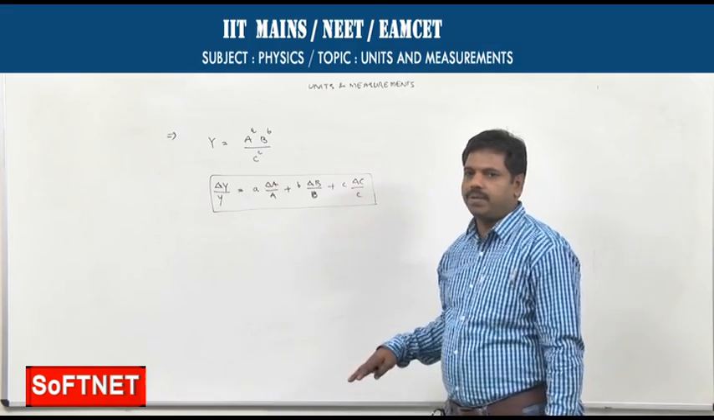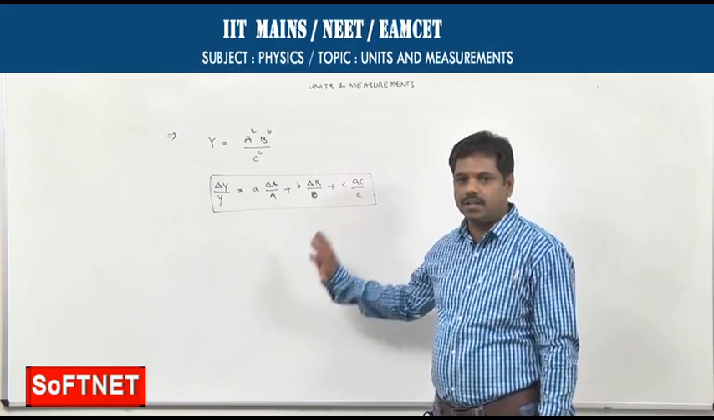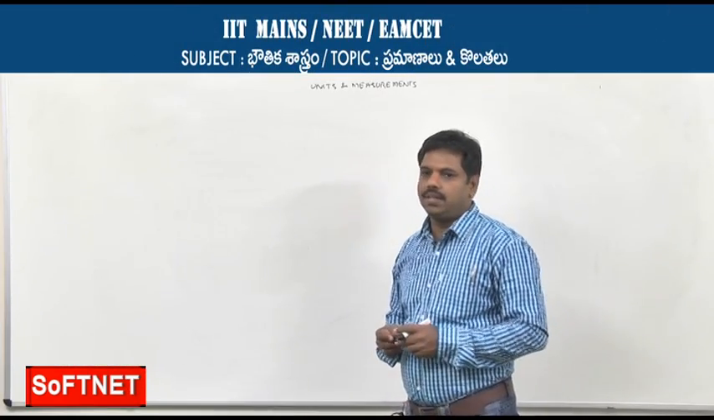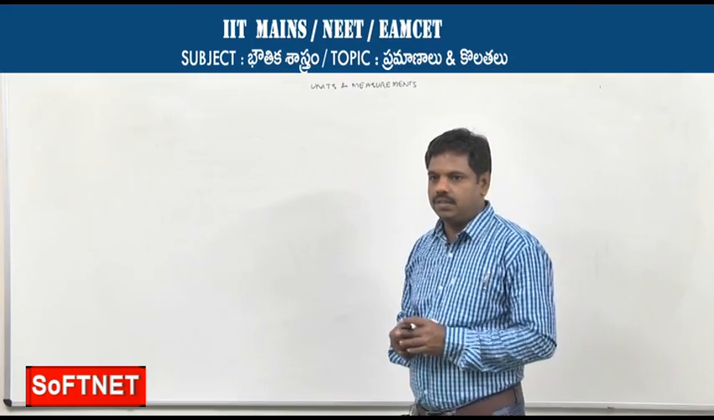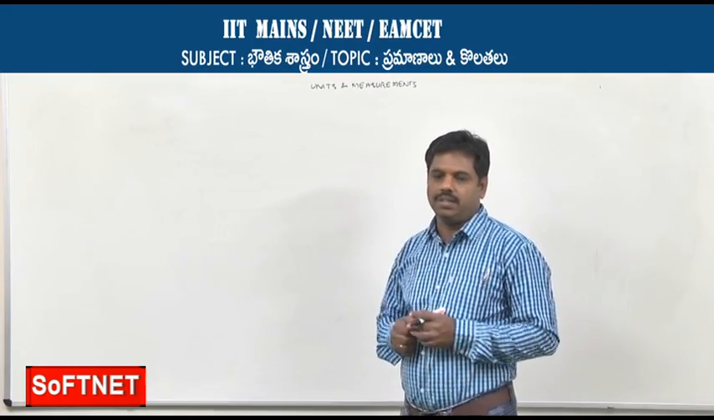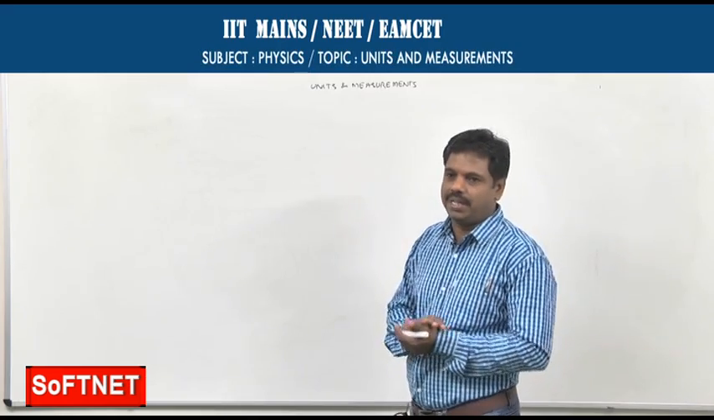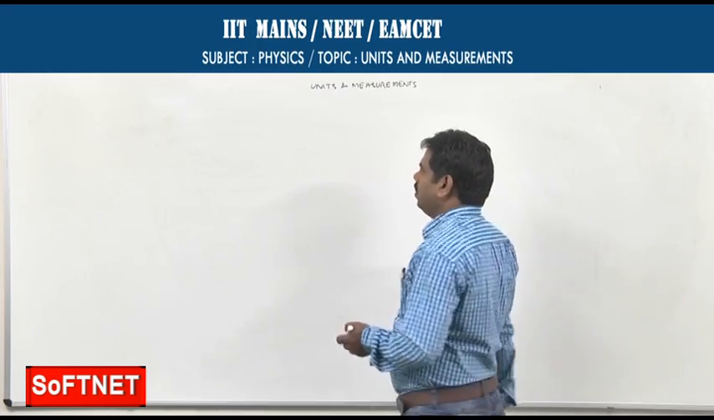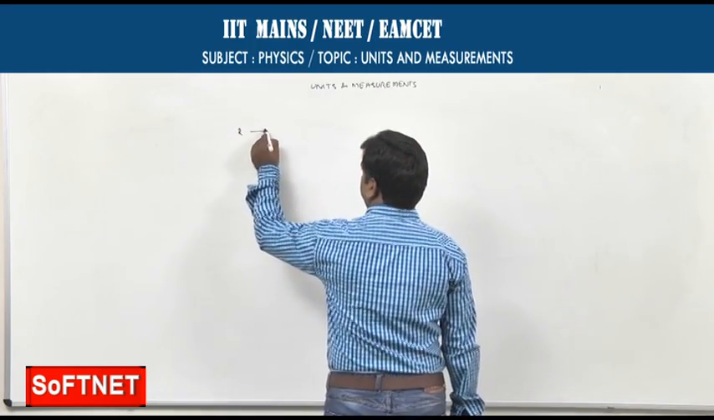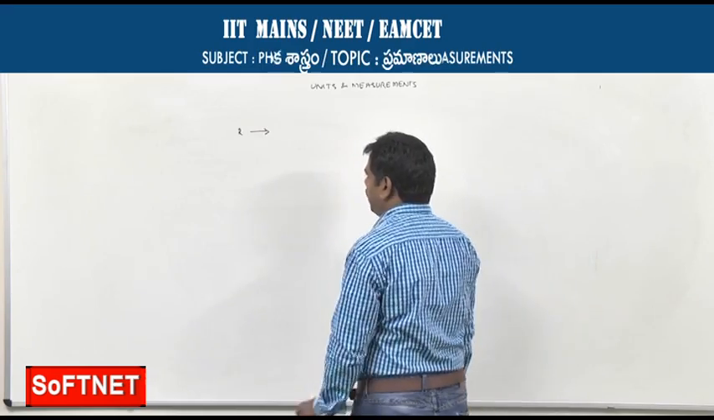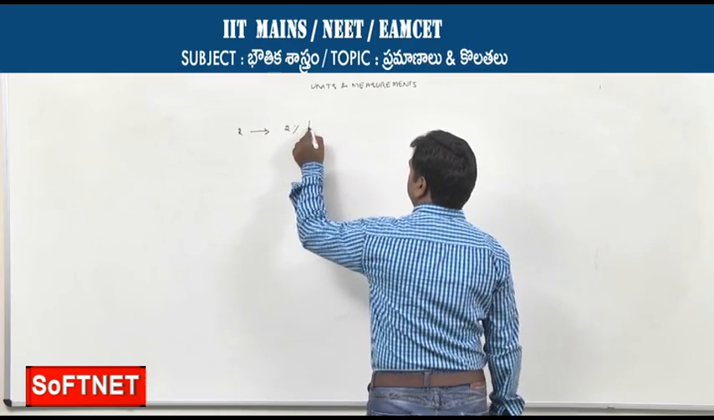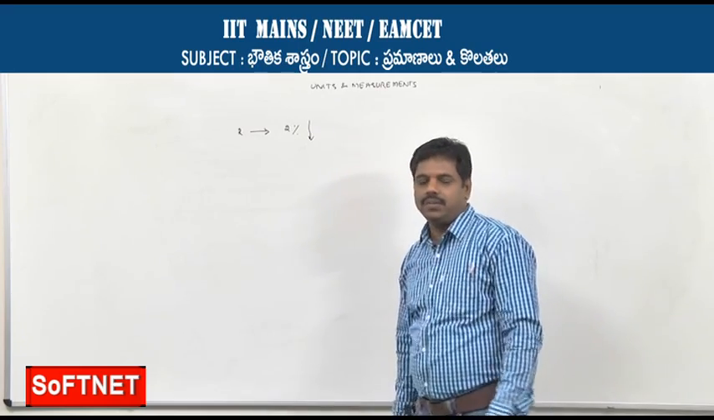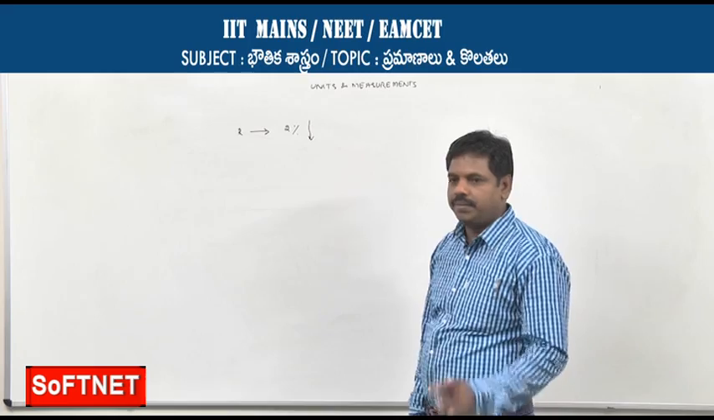We will solve a few problems based on this error concept. For example, say the radius of the earth is shrunk by 2% without changing the mass of the earth. Then how will the acceleration due to gravity on the surface of the earth be affected? This is the question. So here we are told that the radius is going to be changed by 2%. Shrink means it is decreasing by 2%.